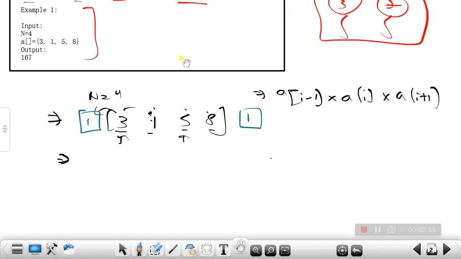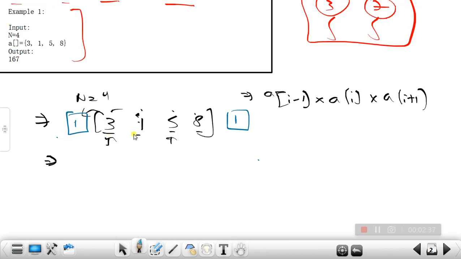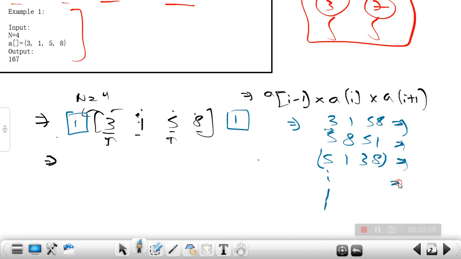Now if I burst these balloons, I have multiple possibilities for the order of bursting. 3 1 5 8 is one order, 3 8 5 and 1 is another order, 5 1 3 and 8 is another order, and there are multiple orders possible. When I burst all the balloons in any particular order, I get some profit, like A, B, C, whatever. I have to return the maximum profit out of all those values.